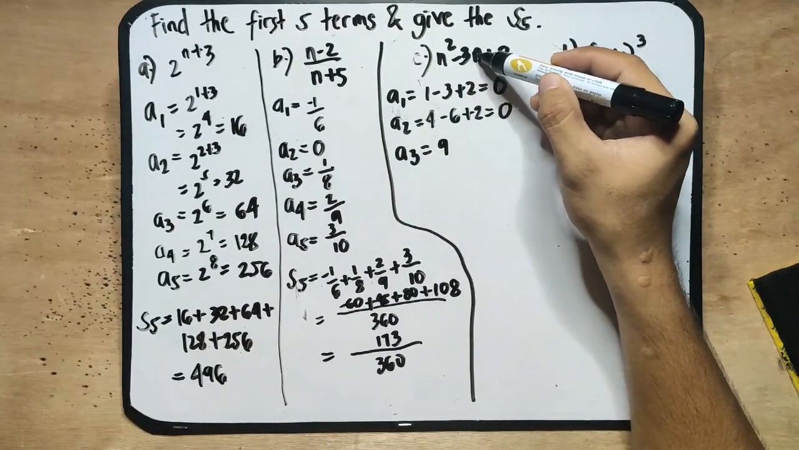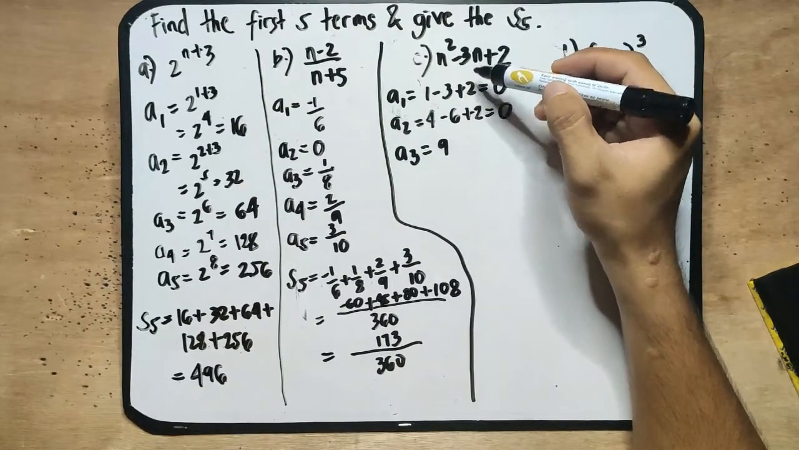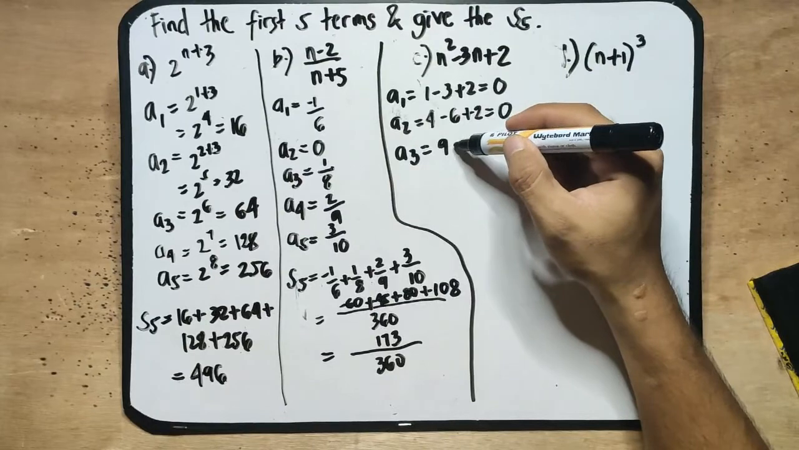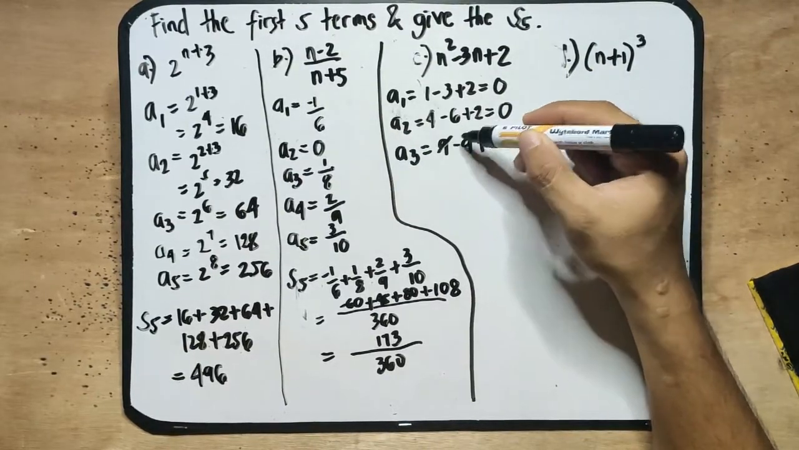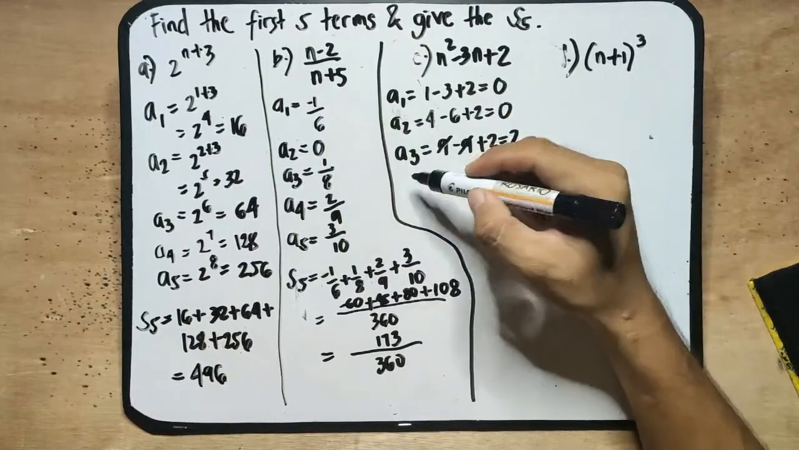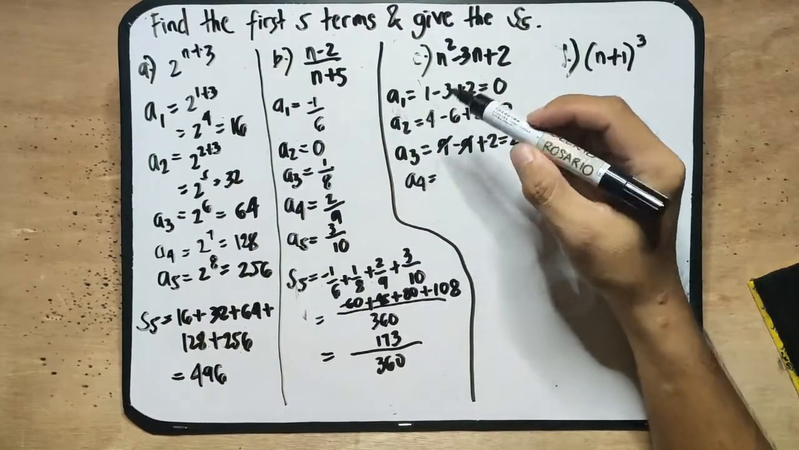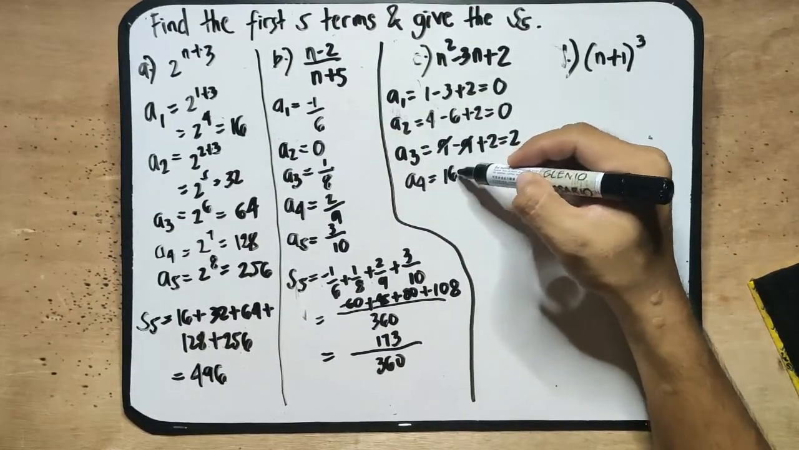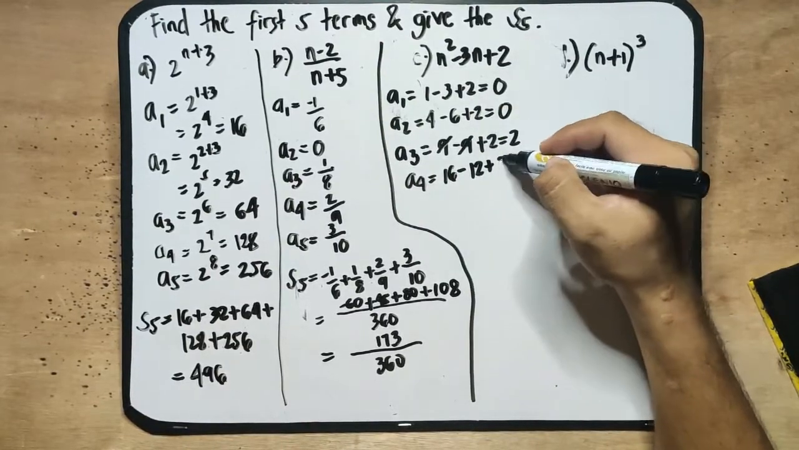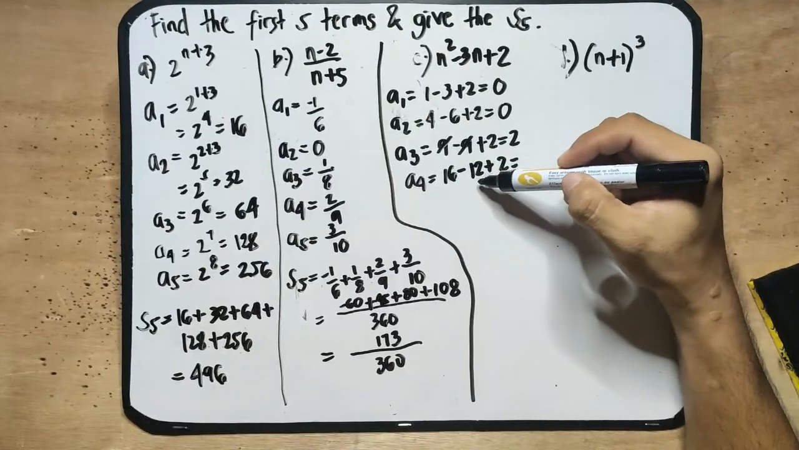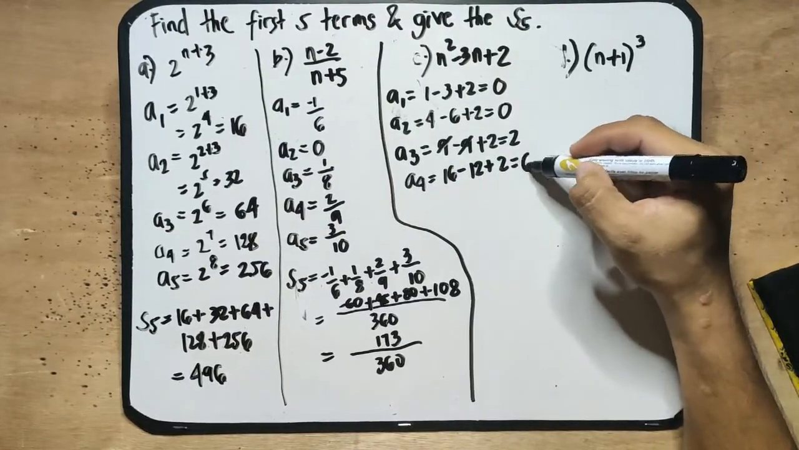Negative 3 times 3 is negative 9. And then plus 2, this will be cancelled. The answer is 2. The fourth term, we have if n is 4, 4 squared is 16, and 4 times negative 3 is negative 12, plus 2. So that will be 16 minus 12 is 4. 4 plus 2 is 6.